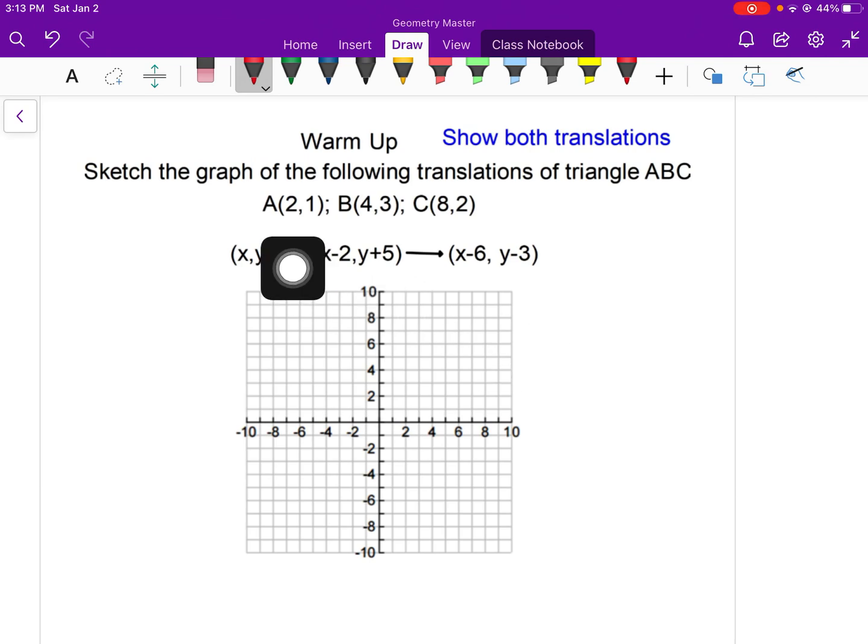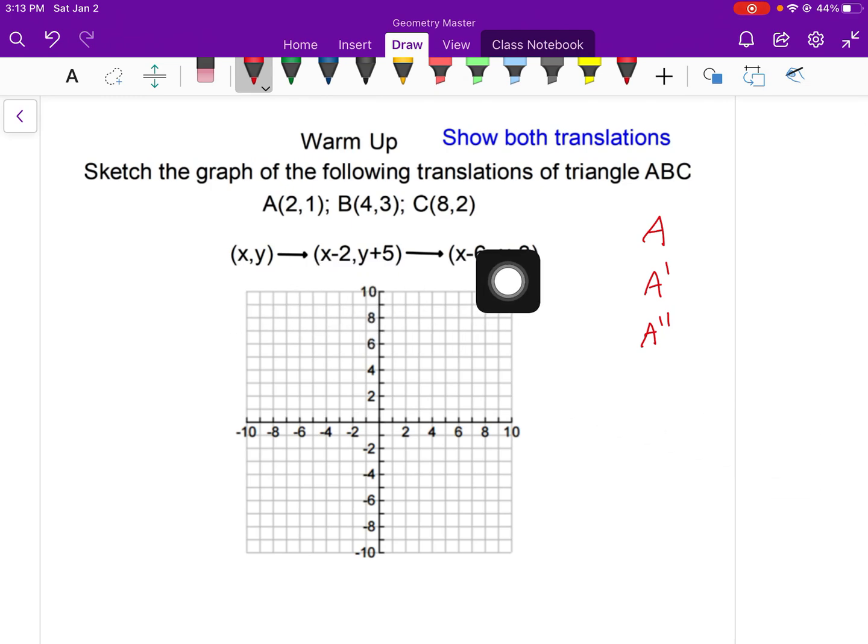So you need to sketch triangle ABC. You are going to get triangle A prime, B prime, C prime. Draw that as well. And then you are going to have to move it again to get triangle A double prime, B double prime, C double prime. So you're going to have three triangles drawn. You're going to have A prime, A double prime, same with the B's and the C's.